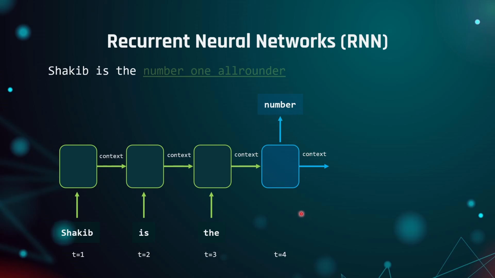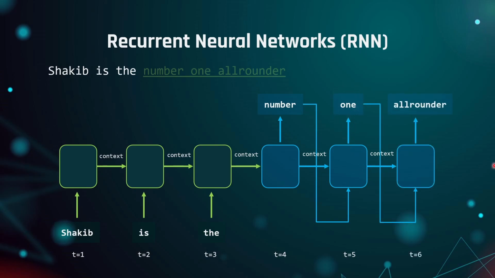Now again the context would be fed to time step 5, which would generate the next word 1, again updated context, and finally we would get the final word যেটা হচ্ছে all rounder. So in total there are 6 steps to get all the output words as our output sequence, right?